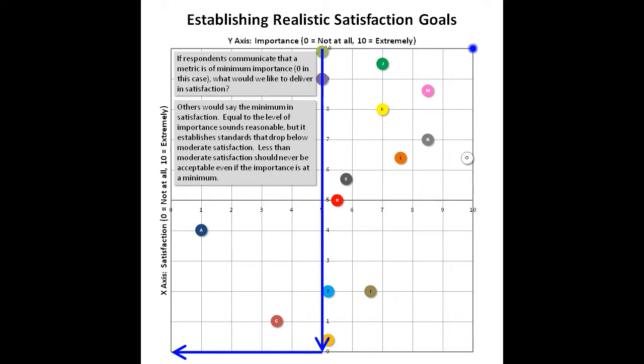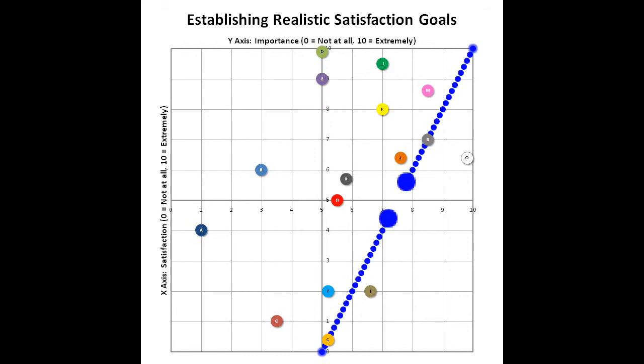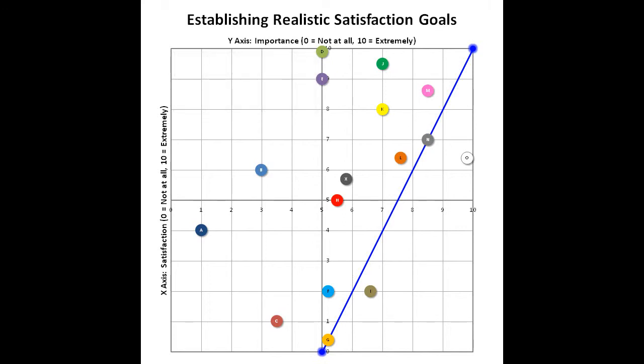Then we have the other end of the spectrum where someone says, well, if it's a 0 in importance, we can deliver a 0 in satisfaction. But did you hear what I just said? It's okay to deliver a 0 in satisfaction? I don't like the idea of that. That's where I say the midpoint is probably our best point in terms of lowest of importance to deliver in satisfaction. You never want to deliver less than mediocre satisfaction, even if it's not that important. So now we have two ends of the scale in measurement, and this gives us a line, a goal line. If it falls here in importance, this is what we should probably deliver in satisfaction.